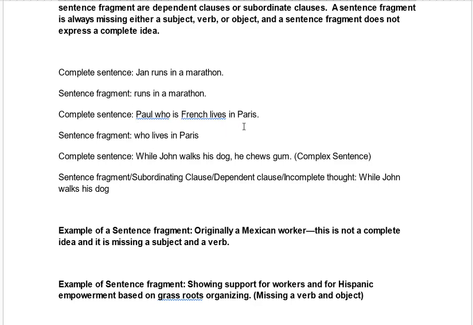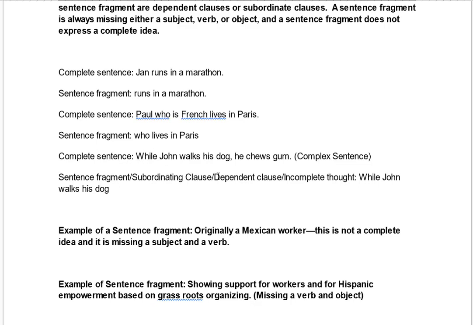Paul, who is French, lives in Paris. So that's a complete thought, complete sentence. It's a complex sentence because you have an independent clause, Paul lives in Paris. Then you have a dependent clause, who is French. So Paul, who is French, lives in Paris. Put the two together and that becomes a complex sentence. The sentence fragment, who lives in Paris, is an incomplete thought, so that's a sentence fragment. We don't want to have sentence fragments in our essays or we lose points for incorrect grammar.